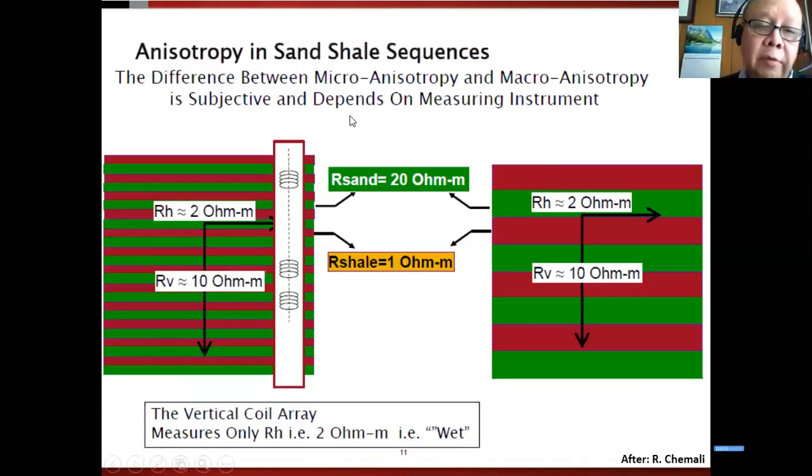So in a vertical well, where we are logging with a conventional wireline tool with one transmitter and two receivers, let's say we have thinly laminated sands, and the horizontal resistivity we are measuring is 2 ohms, and the vertical resistivity we can measure is 10 ohms, whereas the actual sand resistivity is 20 ohms, and the R shale or shale resistivity is 1 ohm only. If you lump them together, it looks like the RH, which is the apparent resistivity measured by the tool, is 2 ohms, and RV is 10 ohms. So if we use the 2 ohm resistivity to compute our water saturation, we are going to say that this whole sand body is wet. We probably totally missed the pay sands.